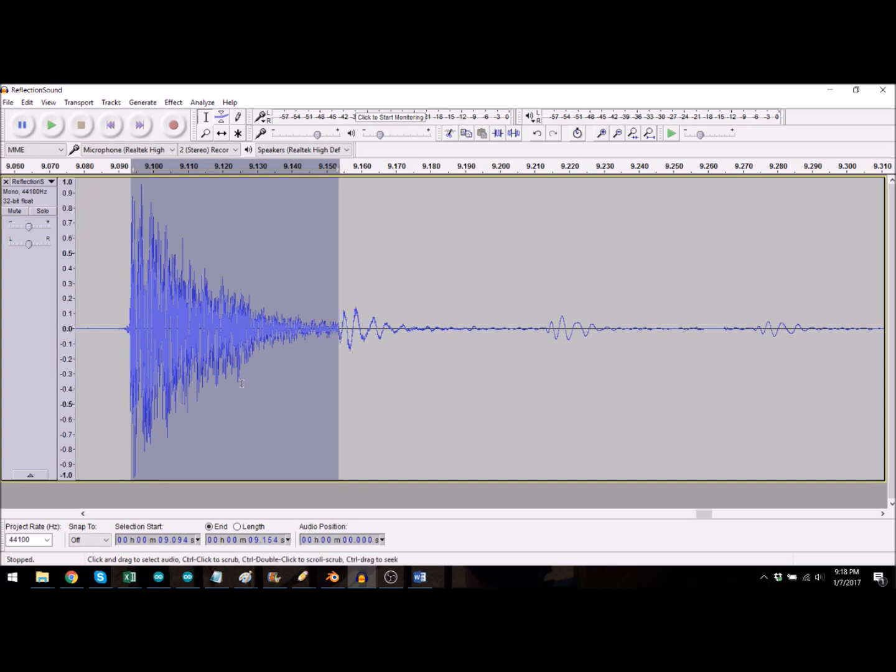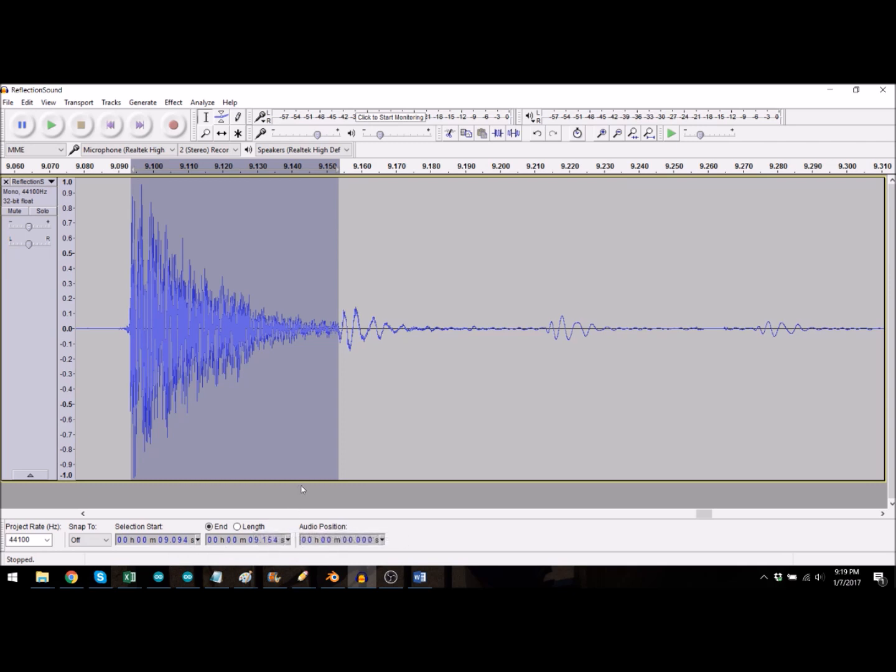echo there to see the amount of time that elapsed between when the tap was made and when the first echo arrived, which gives us our travel time, tells us how long it took for the sound waves to go down the well and then reflect back up and be recorded by the phone. If you look at here, the software gives you the beginning times and end times. It began at 9.094 seconds in the video and ended at 9.154 seconds of video.